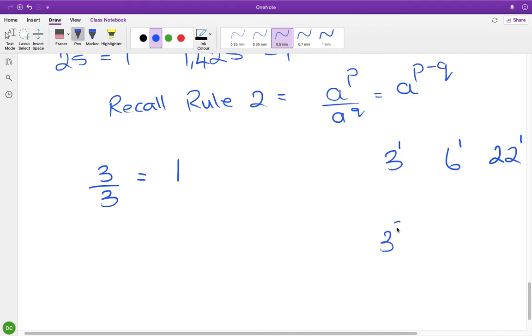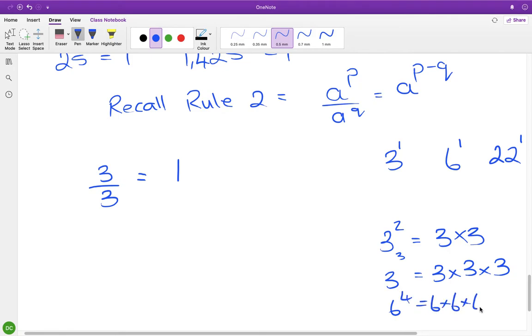So remember, if we have 3 squared, that would mean 2 of them multiplied together. Or if we had 3 cubed, that would mean 3 of them, 1, 2, 3 of them multiplied together. If we had 6 to the power of 4, that would be 1, 2, 3, 4 of the 6's. So when we have this, that means just one 3. This means just one 6. So I can write this in index form, and it would look like this.